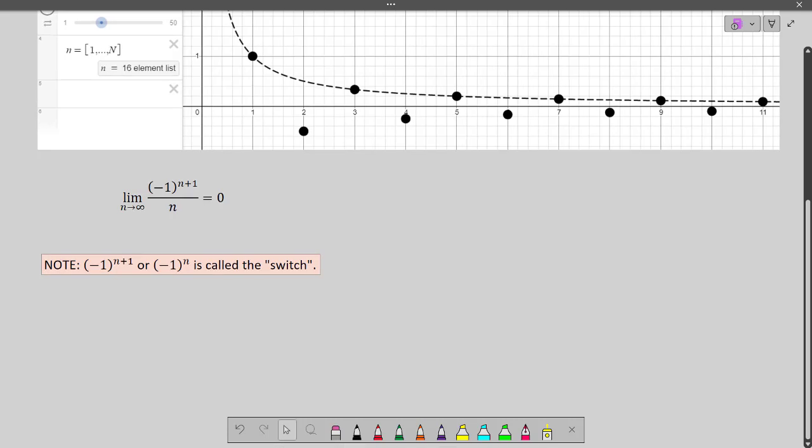And this is still one of those basic limits. The numerator is a constant. It's 1 or it's -1, depending on the value of n. But that doesn't matter. If you have a constant in the numerator, whether it's positive or negative, if the denominator is growing without bound, then the fractions have to go to 0. Whether it's a -1 or a +1 or alternating, it does not matter. The limit will be 0. And again, this little factor that switches the signs, generally we call it a switch, since it's switching the signs.